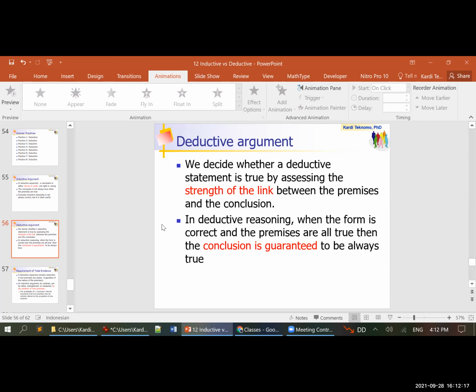While for a deductive argument, we decide whether it is true by assessing the strength of the link between the premise and the conclusion. In deductive reasoning, when the form is correct and the premises are all true, then the conclusion is guaranteed to be always true. So this is why later on after midterm, the majority of what we discuss are deductive arguments.